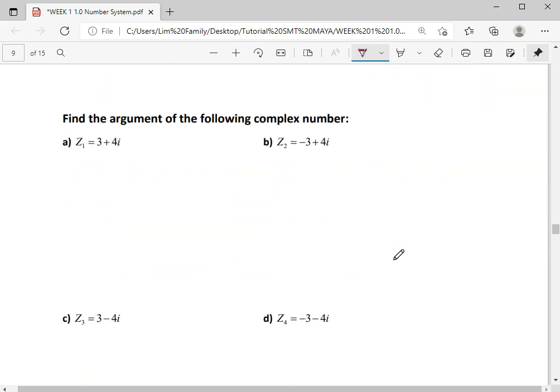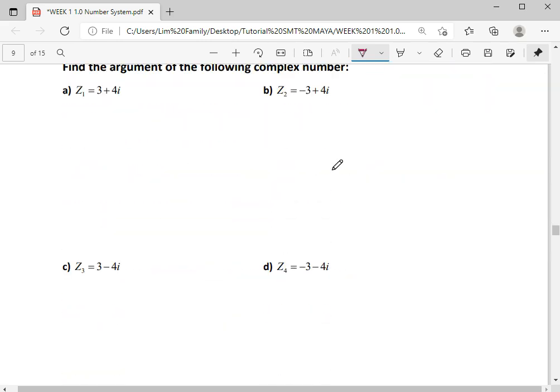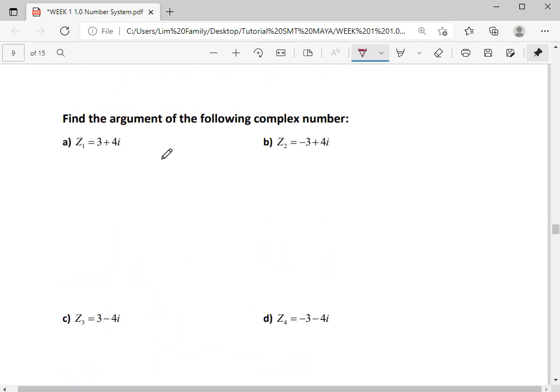So we can test our answer. We can test our complex number here, 1, 2, 3, 4. Actually we already drew it, correct? Never mind, we can just sketch it one more time. For this A, it is located in the first quadrant, 3, 4. So that is our first step.